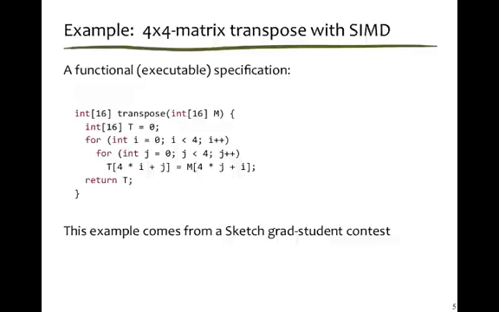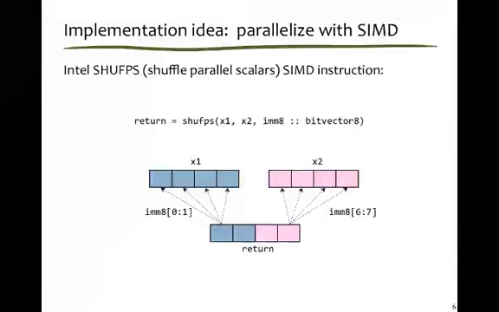This example comes, by the way, from a sketch grad student contest, and you will see what the challenge is. So here's our simple implementation, and it's going to work, but it's probably not going to be very fast, right? So we have these nested loops here, and we're doing multiplication and so on and so forth. To make it a little bit faster, we can actually use SIMD.